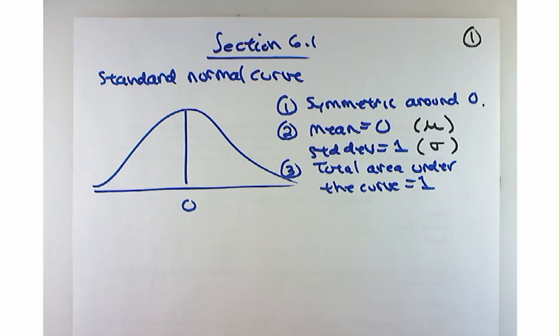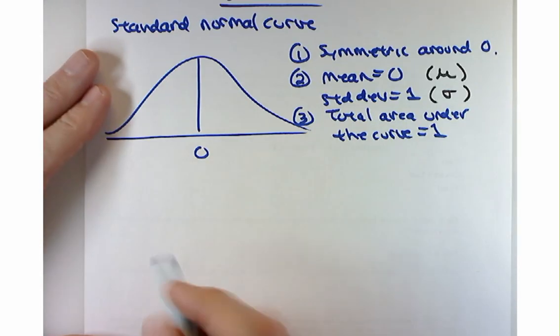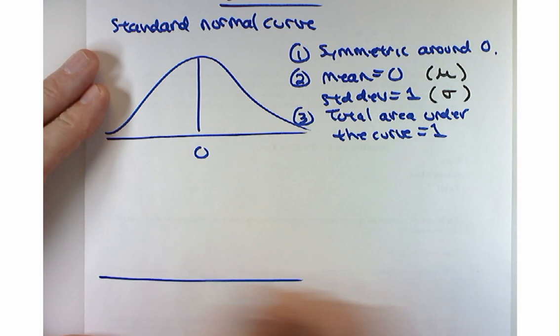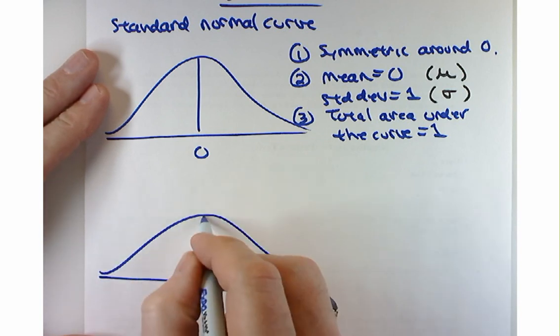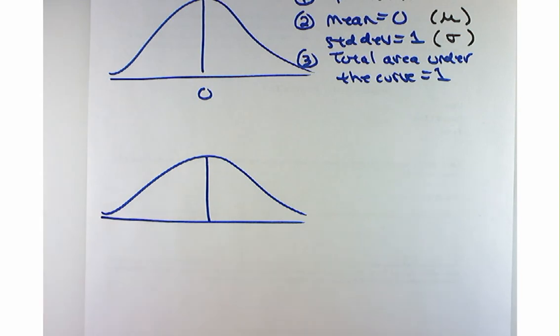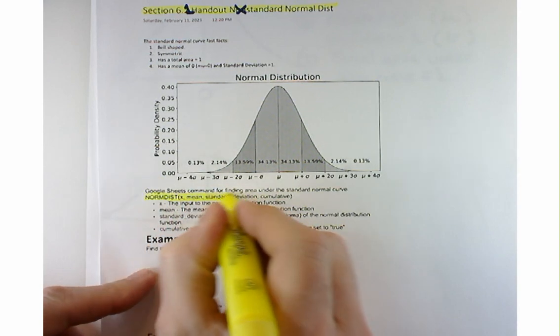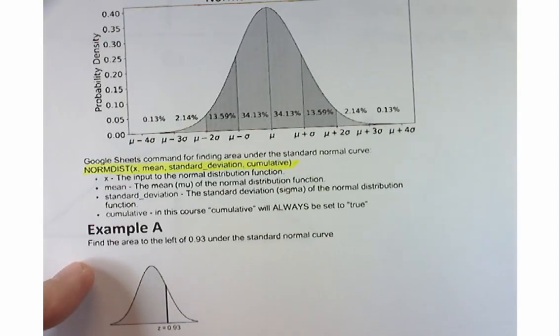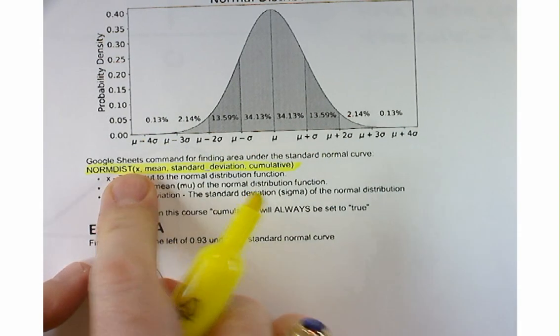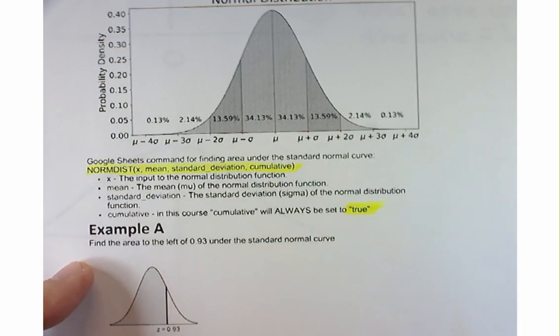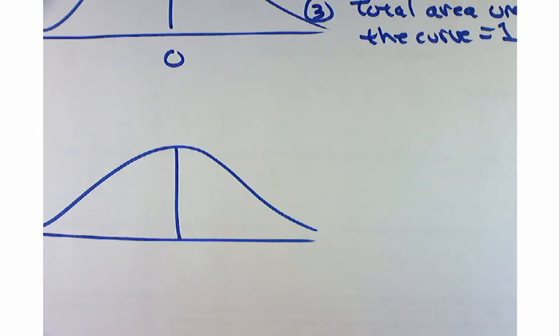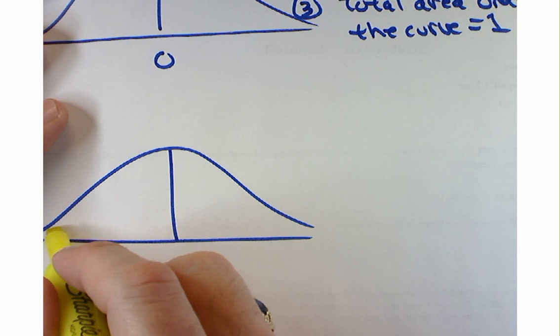So in terms of working with Google Sheets, let me explain how Google Sheets works with areas underneath the normal curve. So this is the normal curve, and this command is given to you on your handout. So if you look here, it's Google Sheets commands, it's norm distribution. This is the general format of that command. You're going to type in an x, a mean, a standard deviation, and then cumulative will always be set to true in this course.